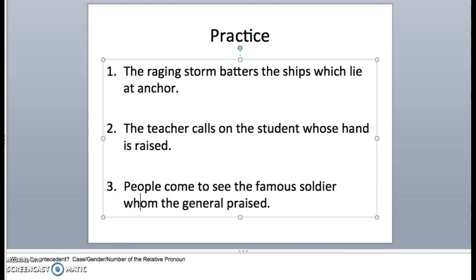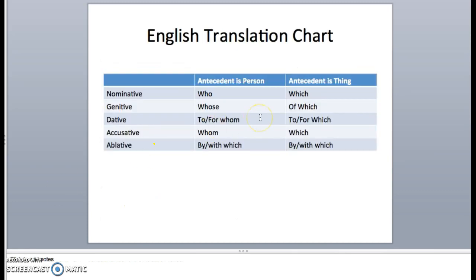All right. So just moving on quickly, one final point I want to make is here's a really useful chart for determining how to translate a relative pronoun. And here's how it works. You have your 5 cases, and you have 5 translations. And the translation depends upon asking yourself, well, what is the antecedent of the relative pronoun? The antecedent is a person, right?